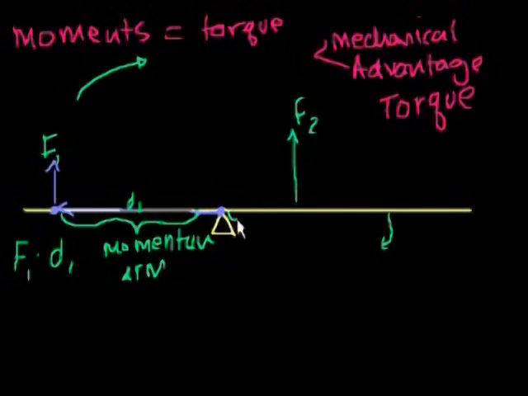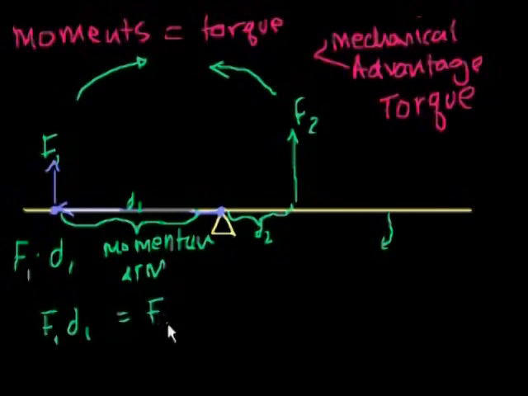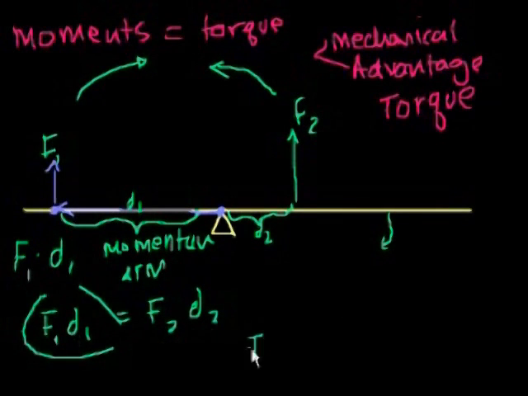F2, and it is a distance D2 away from our axis of rotation, but it's going in a counterclockwise direction, so it wants to go like that. So the law of moments essentially tells us, and we learned this when we talked about the net torque, that this force times this distance is equal to this force times this distance. So F1 D1 is equal to F2 D2. Or if you subtract this from both sides, you could get F2 D2 minus F1 D1 is equal to 0.